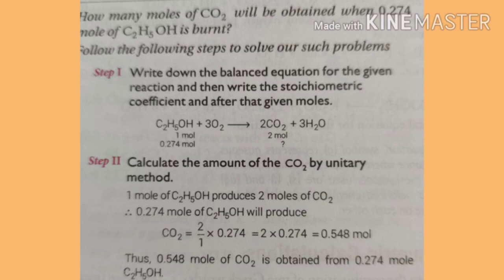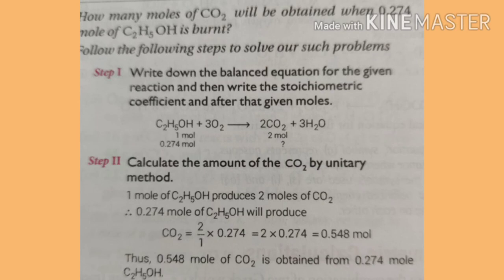So according to this equation, we use 1 mole of ethanol and 3 moles of oxygen. Then you will get 2 moles of carbon dioxide and 3 moles of water. So this is the mole relationship. We have to find out the carbon dioxide, so we write the relation between the moles of alcohol and carbon dioxide. If you take 1 mole of alcohol, then you will get 2 moles of carbon dioxide.